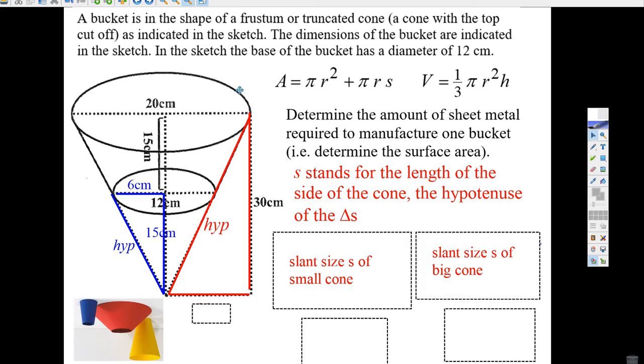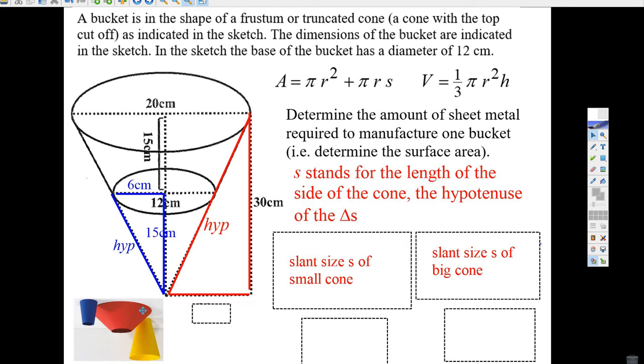But you see, this is a bucket and it's open at the top. So we don't even care about this circle. But the bottom of the bucket, we need some metal there. Otherwise the water will fall out. We need metal right there. That pi r squared is the area of the bottom of the bucket. So there we go, pi r squared. That's it. We just have to use the radius of the bottom of the bucket.